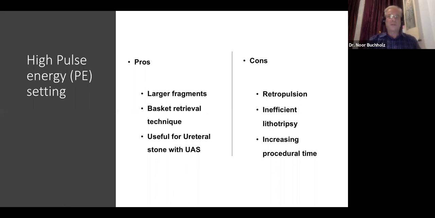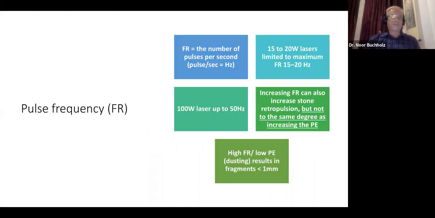That's fine if you are a basketer and you're prepared to basket these fragments out with, say, a ureteric access sheath. Now, if you are a duster like myself, I use very rarely baskets, only to get samples for stone analysis. Then a high energy will anger you with retropulsion, inefficient lithotripsy, and an increase in surgery time.